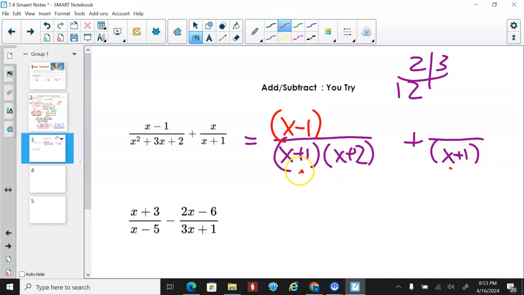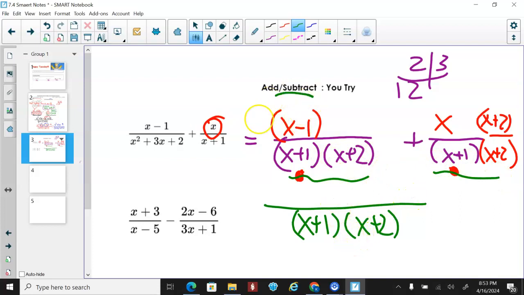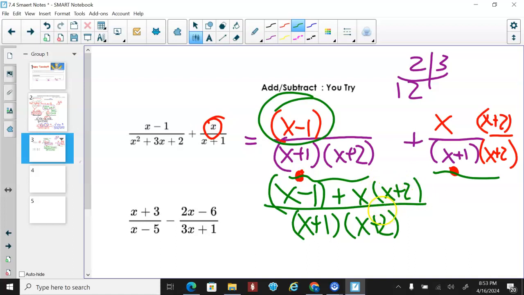Now here, I got x plus 1 and x plus 1 in both. I got x plus 2 here and I don't have one here. So what is missing here? x plus 2. That means I also got to multiply the top. Now on the top here, I got an x. Okay? So now I'm going to put everything together into one line. I only got one x plus 1 on the bottom, because they're both identical, so I'm just going to write it one time. Now here, I got x plus x minus 1 plus x times x plus 2.